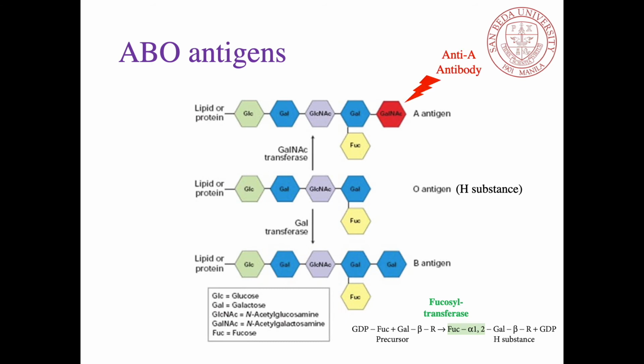Anti-A antibodies are directed against the terminal GalNAc that was added onto H substance, while anti-B antibodies are directed against the galactose residue that was added onto H substance. Now, for type O individuals, however, since they are unable to add either sugar residue onto H substance, they have no antigen that both anti-A and anti-B antibodies can target.